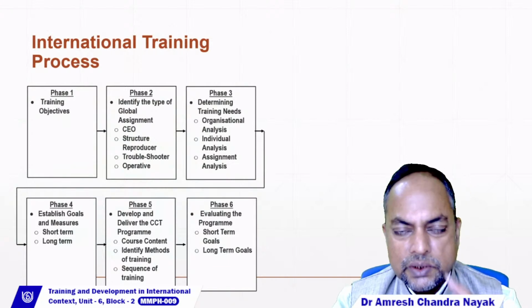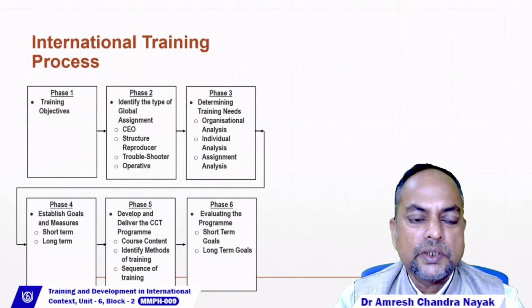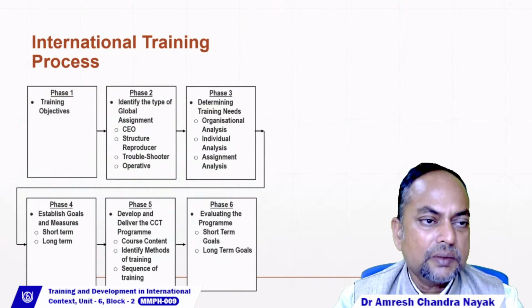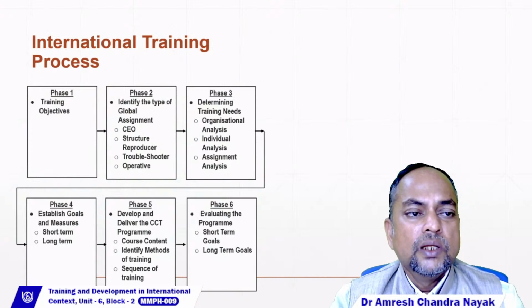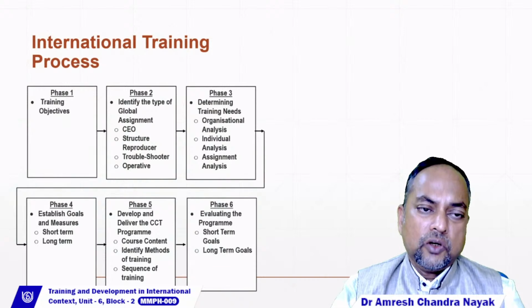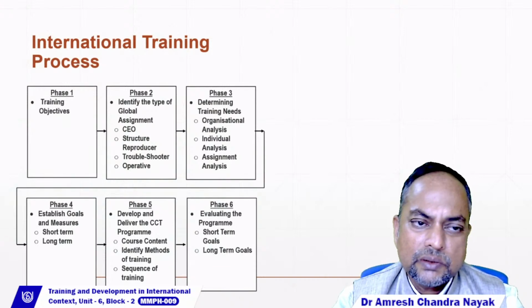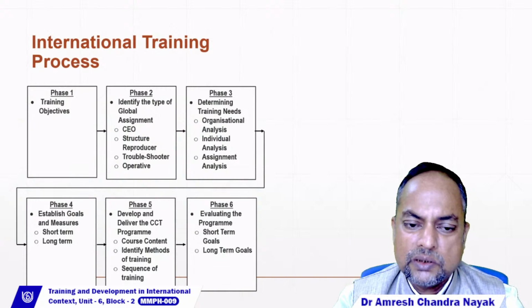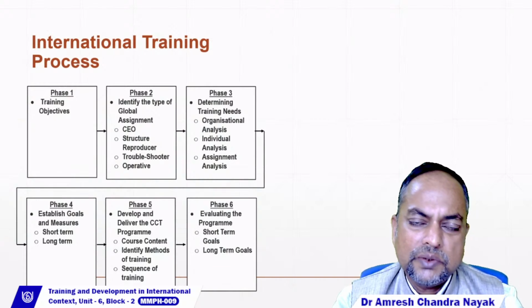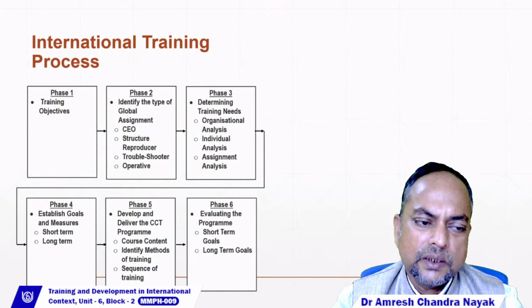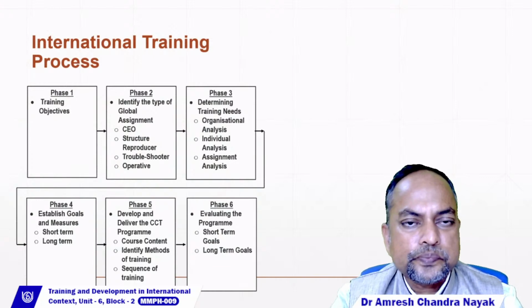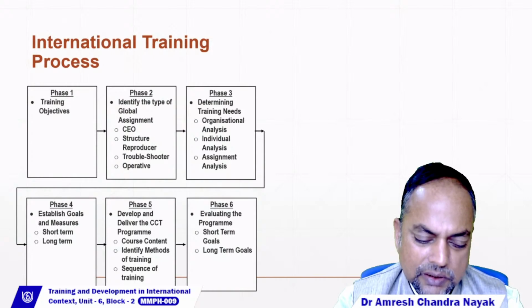I think we have understood now there are 6 phases of this international training program. Phase 1 is deciding the objectives of the training program. Phase 2 is the kind of assignment. Phase 3 is the training need analysis. Phase 4 is the training program, and phase 5 is how to develop and deliver that. Phase 6 is evaluation. Let us talk of the first such phase.